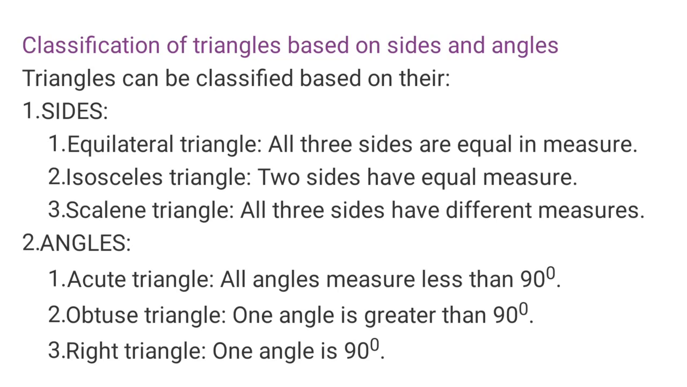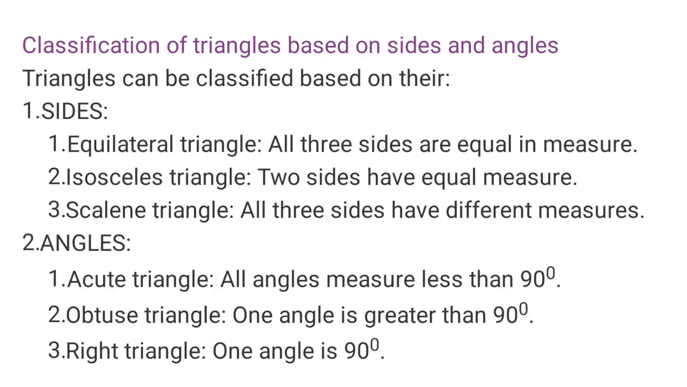Now let us learn about triangles based on sides and angles. Well, let us first start with triangles based on sides. Equilateral triangle. Well, in equilateral triangle, all the three sides are equal in measure. Isosceles triangle. For isosceles triangle, we can say that two sides have equal measure. Scalene triangle. In scalene triangle, all three sides have different measures.